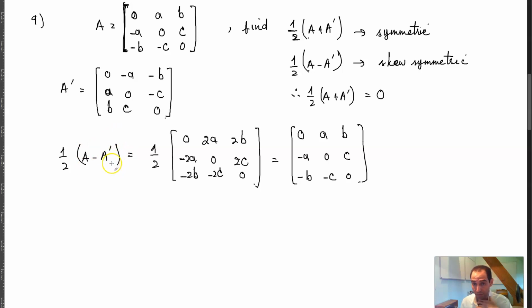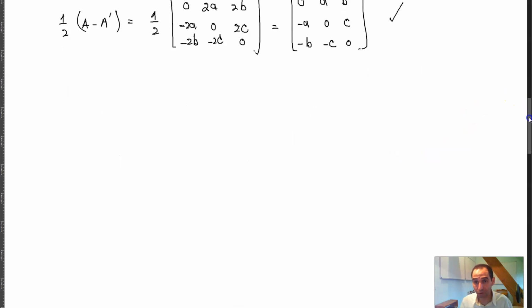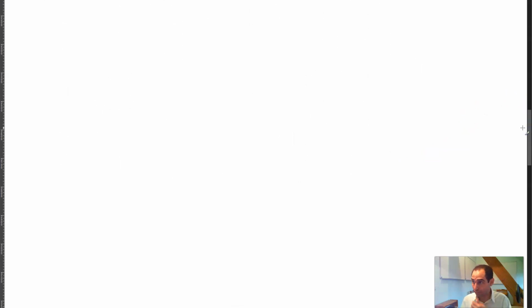And now, of course, if you add these two together, you should get A, because basically this is a 0 matrix. Then this must be the same thing as A, which is 0, A, B, negative A, 0, C, and negative B, negative C, and 0, and that is correct. So that was question number 9. I didn't understand why they actually have asked this question, but okay.